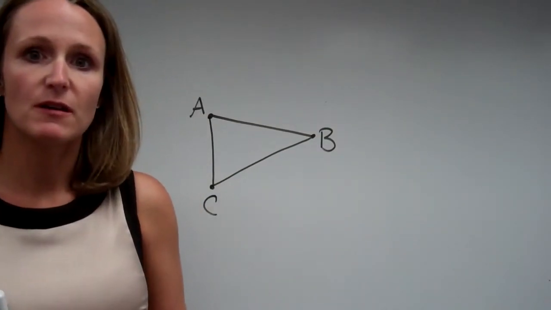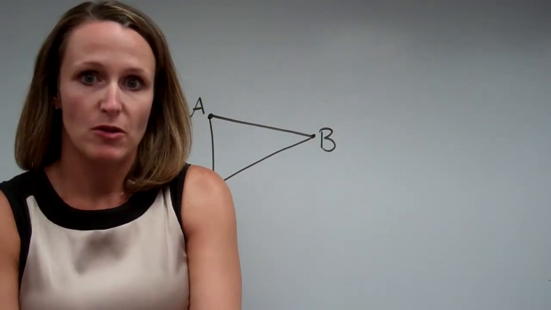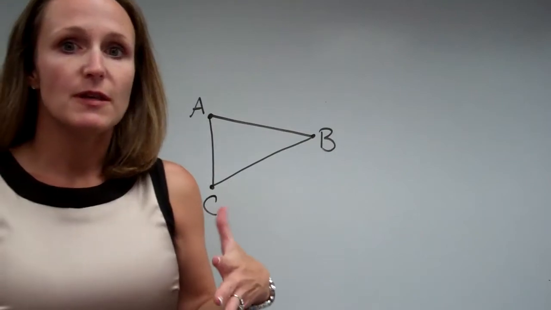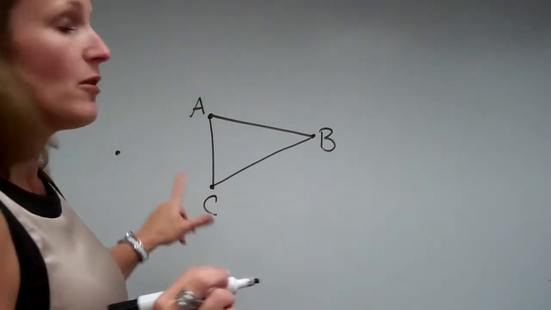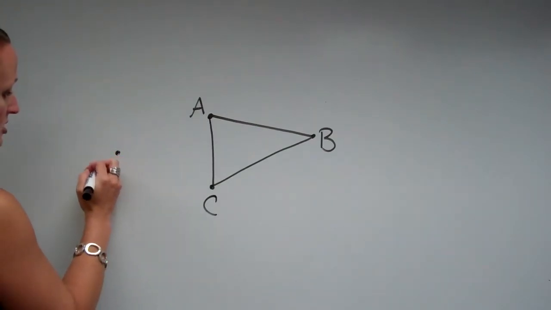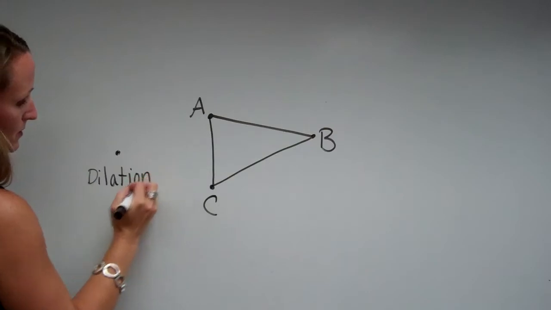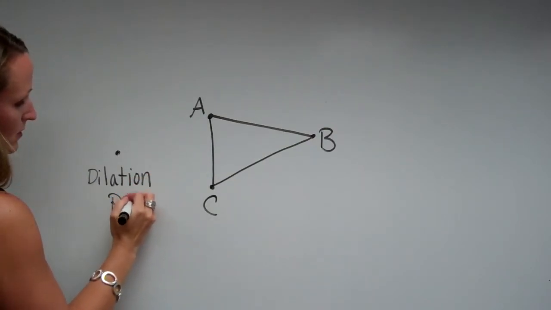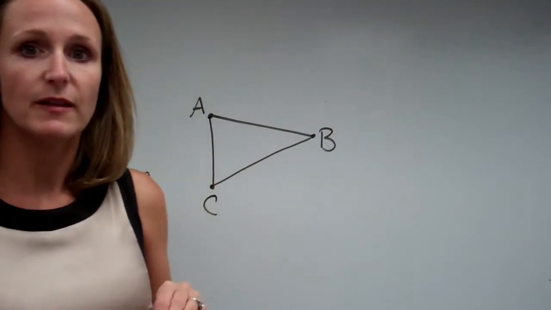This video is on dilations, which basically means to make an object larger or smaller. When you dilate, you can use axes or do it without an axis. Today we're going to do it without the axes. You always want to start with a dilation point. That's just the point from which you want to dilate.